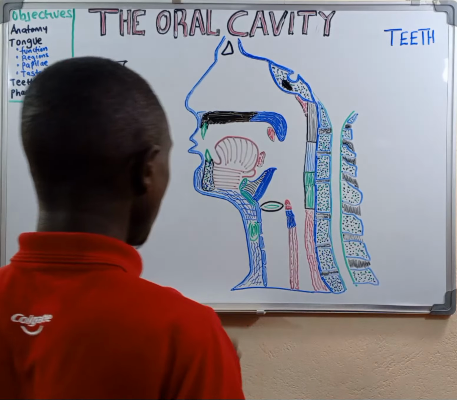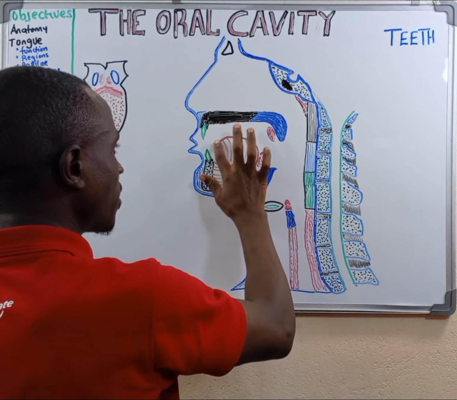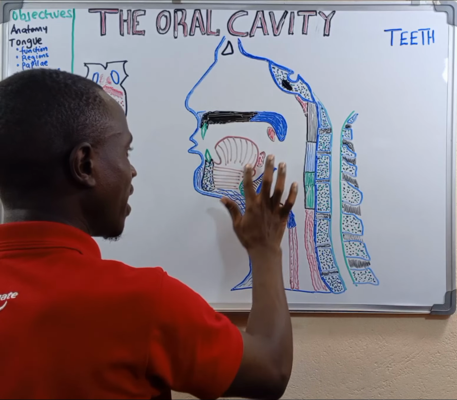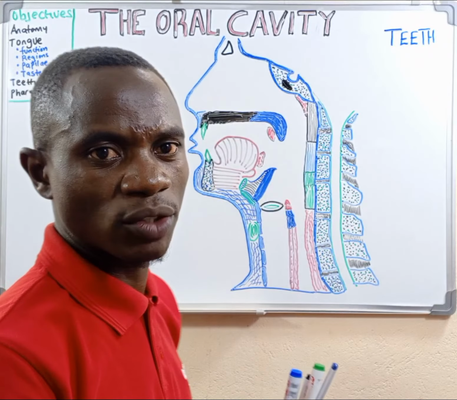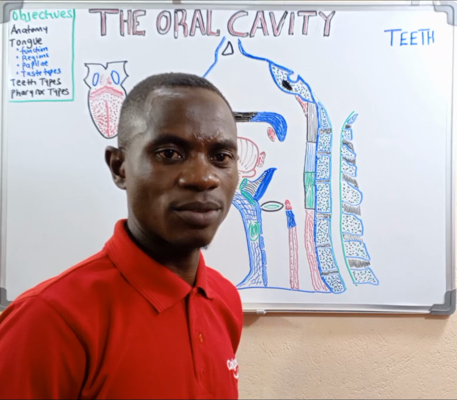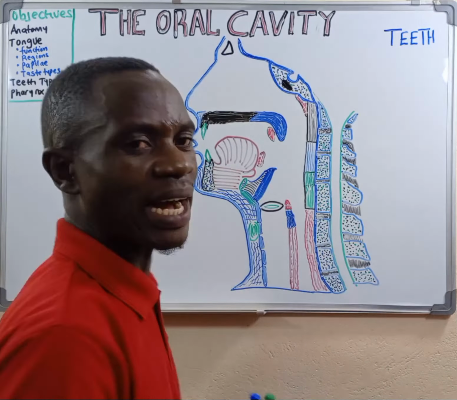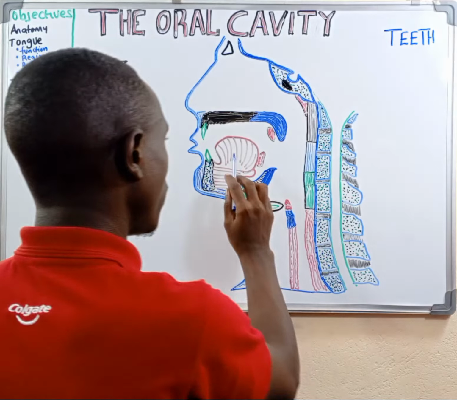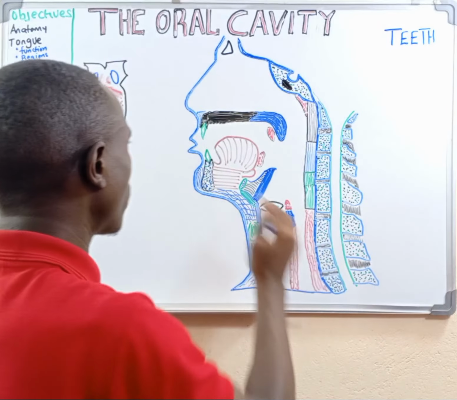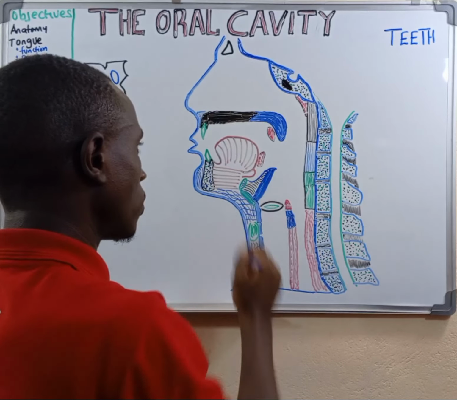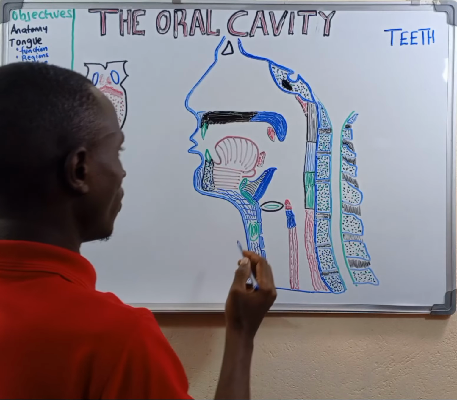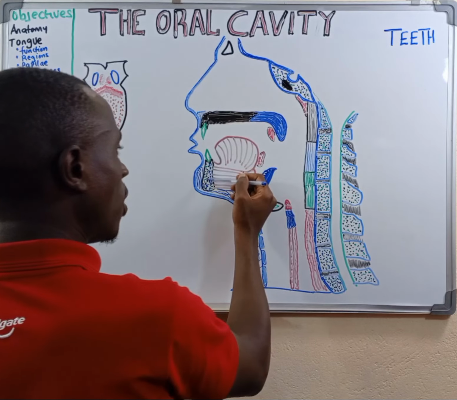Then when we come to this red-like structure, a very important muscular organ, part of the accessory digestive structures, you know how this structure is called? This structure here is what we call the tongue. We shall get into detail and look at all the structures that are part of the tongue later.